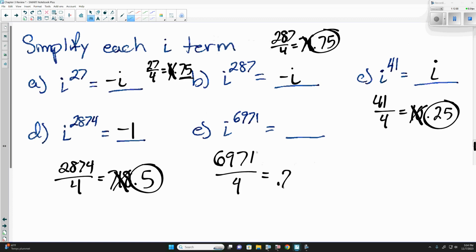1,742.75. Only thing I care about is 0.75. 0.75 tells me this reduces to negative i. That's all we have to do: divide it by 4 and look at the decimal. And the decimal will tell us which power of i we have.